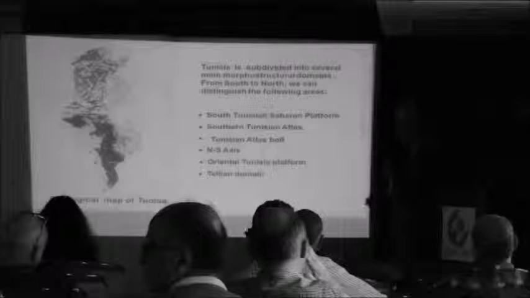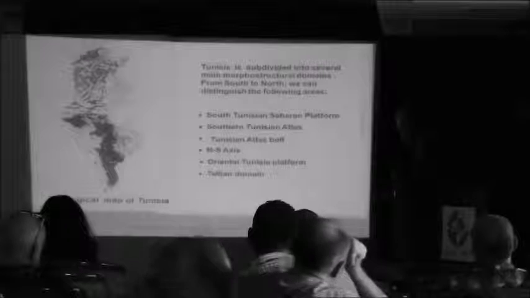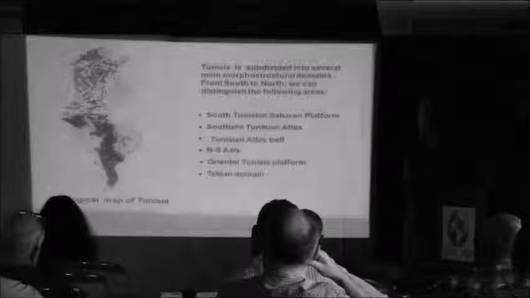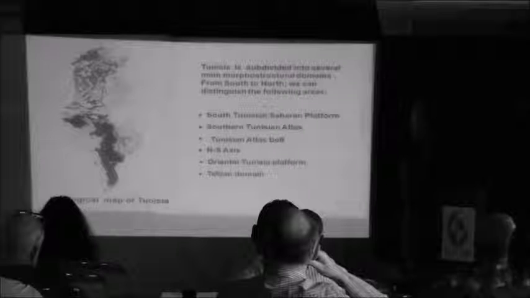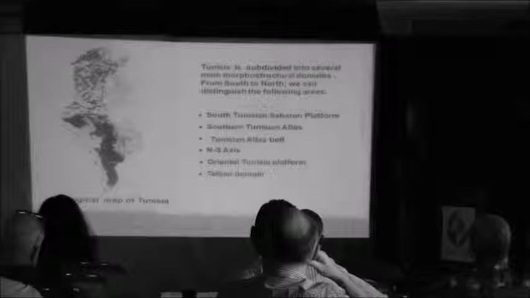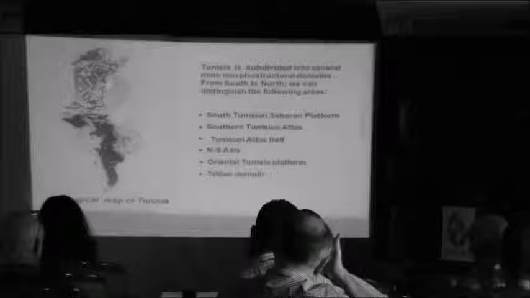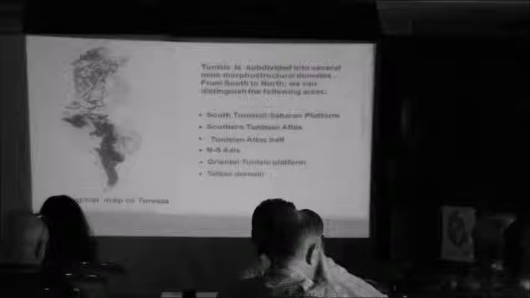As we know, and after previous work, Tunisia is subdivided into several morphostructural domains. From south to north: the south Tunisian sub-Saharan platform, the southern Tunisian Atlas, the Tunisian Atlas belt, which extends to Morocco, the north-south axis, the oriental Tunisian platform, and the Italian domain.